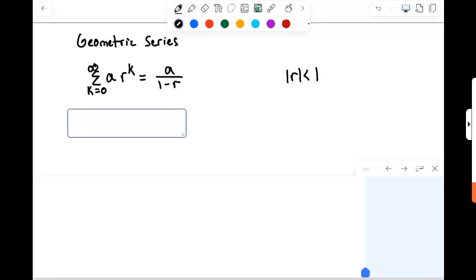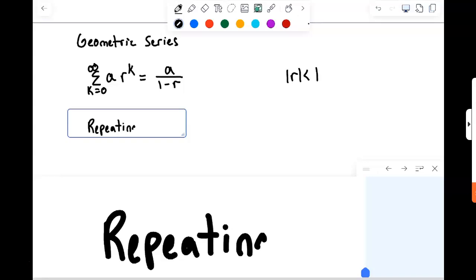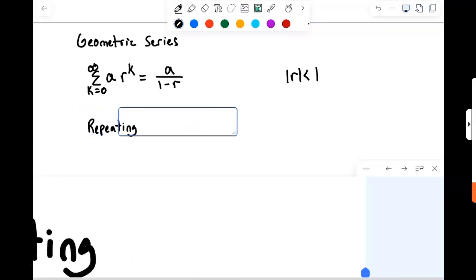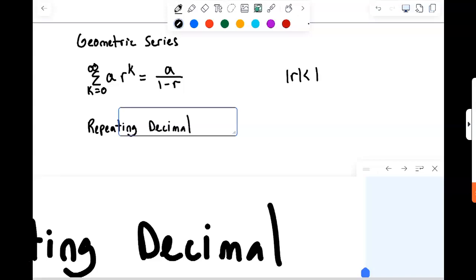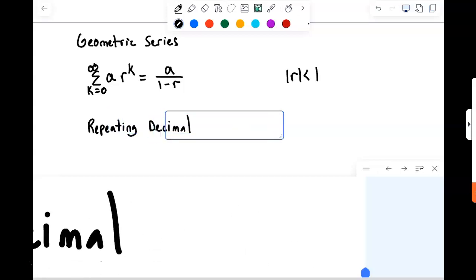Also with geometric series, I'd expect some kind of question asking you to use geometric series as you're working with a repeating decimal. So definitely expect some examples with those.